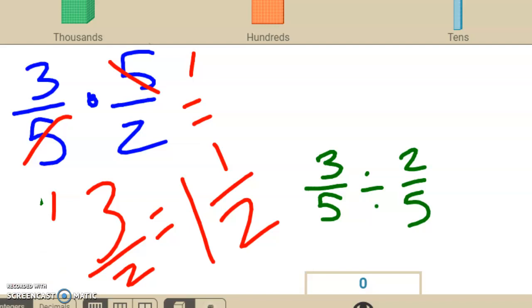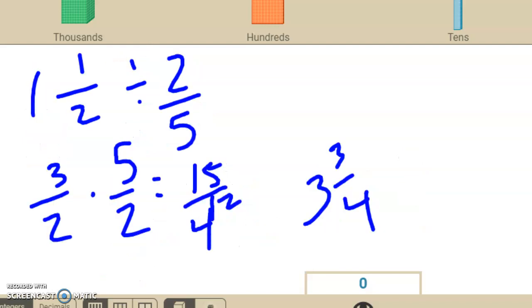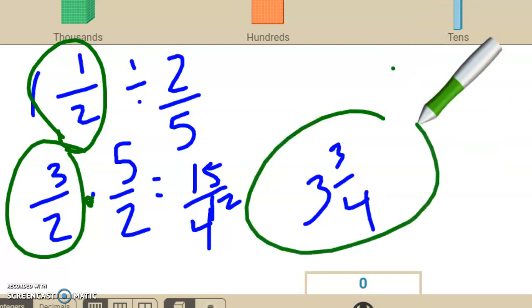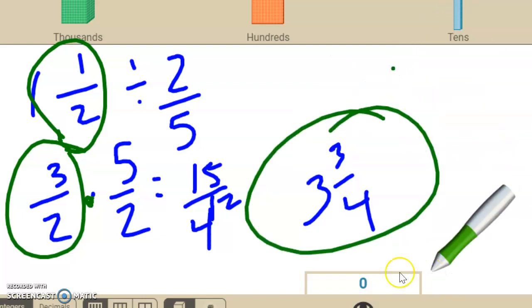Now they want to know how many times bigger the length is than the width. So we take our 1 1/2, we divide it by 2/5, and we flip our 1 1/2 and change it into 3/2. We make this into a multiplication problem, and we take our 2/5 and change it into 5/2, which equals 15/4. When we divide 15/4, we end up with 3 3/4 times bigger.